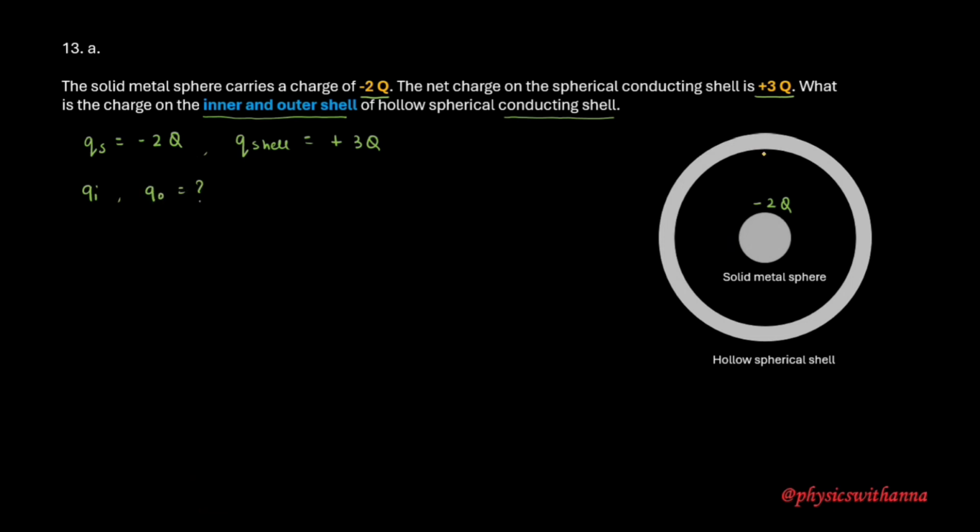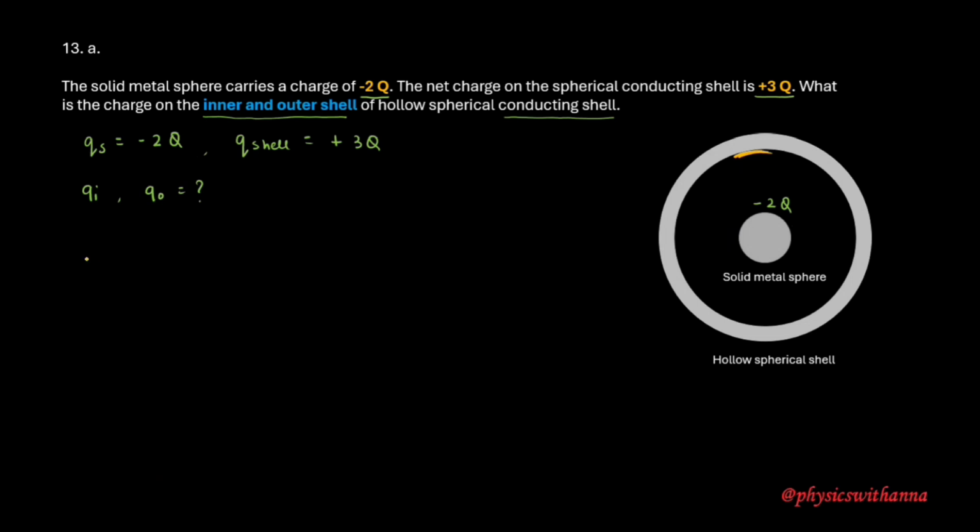Now, the inner surface of the spherical shell is this region over here. And since there is a charge present at the center, which is the charge of the solid metal sphere, this charge will induce an opposite charge on the inner surface. So the inner surface of the shell will have a charge which is equal in magnitude to the solid metal sphere, but opposite in sign.